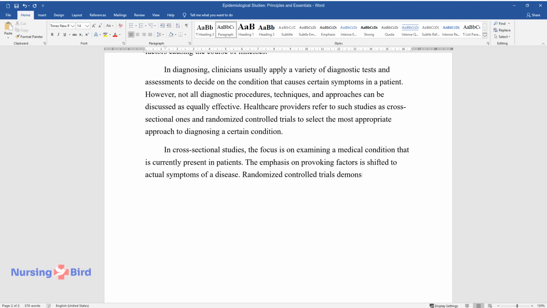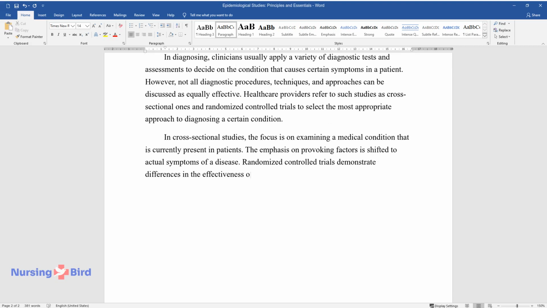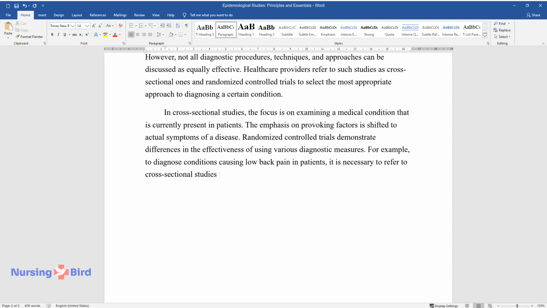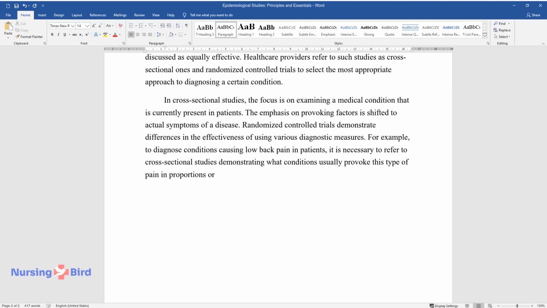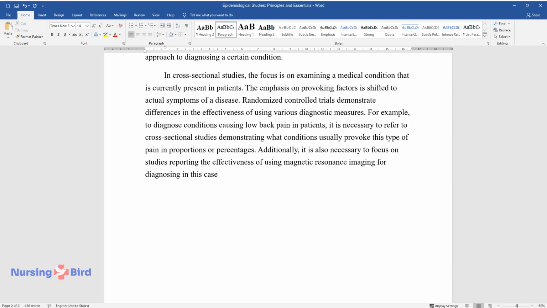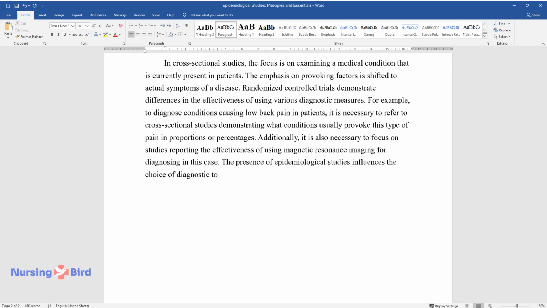Randomized controlled trials demonstrate differences in the effectiveness of using various diagnostic measures. For example, to diagnose conditions causing low back pain in patients, it is necessary to refer to cross-sectional studies demonstrating what conditions usually provoke this type of pain in proportions or percentages. Additionally, it is also necessary to focus on studies reporting the effectiveness of using magnetic resonance imaging for diagnosing in this case.